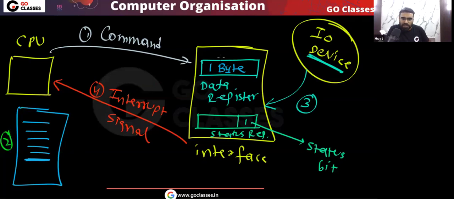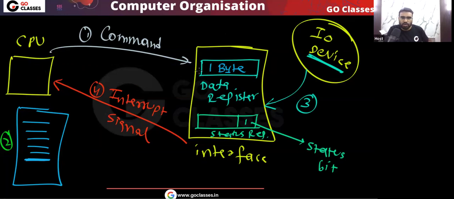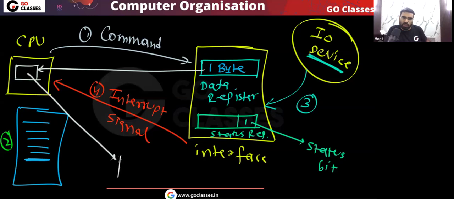In the context switch, the CPU will transfer this data. This 1 byte, from the data register, will go to the CPU, into the CPU register, and from there this 1 byte will go to the main memory. Is this clear?